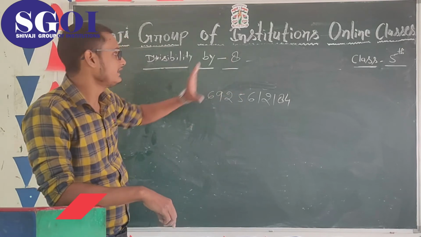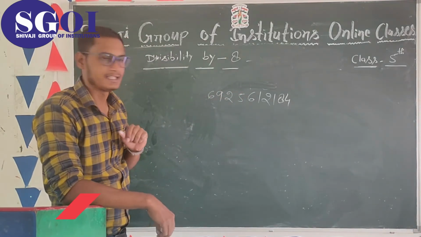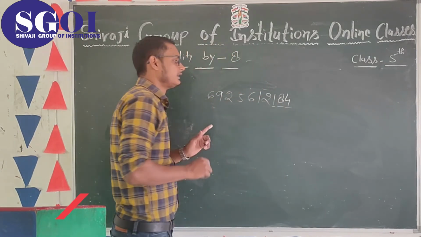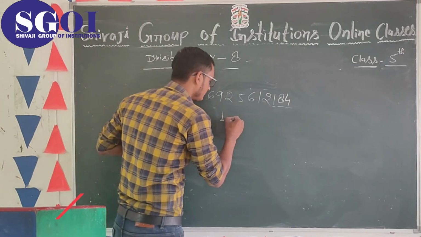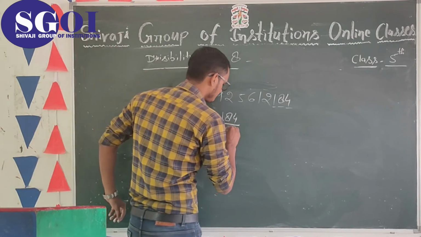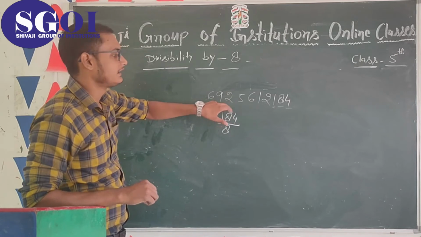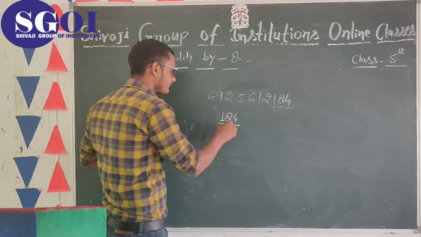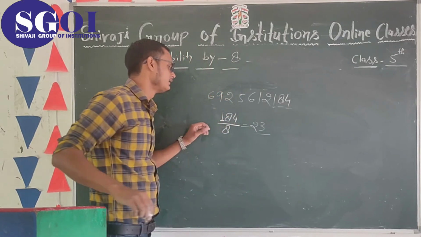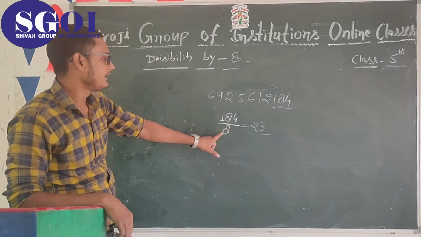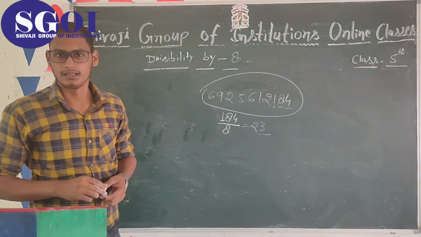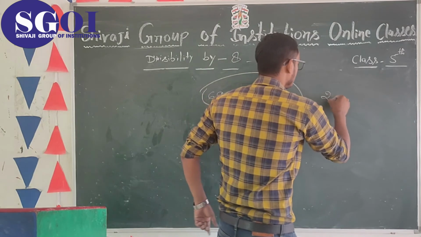is this number divisible by 8? The property is that if the number formed by the hundreds place, tens place and ones place is divisible by 8, then the whole number is divisible by 8. Now, is 184 divisible by 8? Yes, 184 is fully divisible by 8. So this number is divisible by 8. Understand?